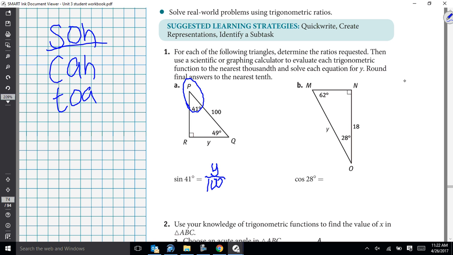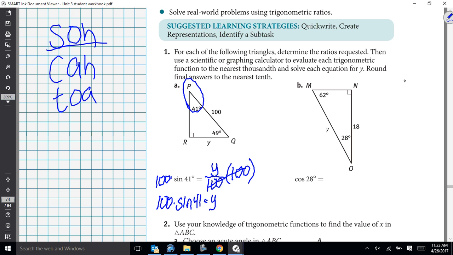So if we want to find out what y is, we need to undo that division. What math operation undoes division? Multiplication. Here we're dividing by 100, and we want to undo that so we have just y. So we multiply the right side by 100. If we multiply the right side by 100, what do we have to do to the left side? We do the same. So now we have 100 times sine of 41 equals y. Let's put that into our calculators and determine what that length actually is.